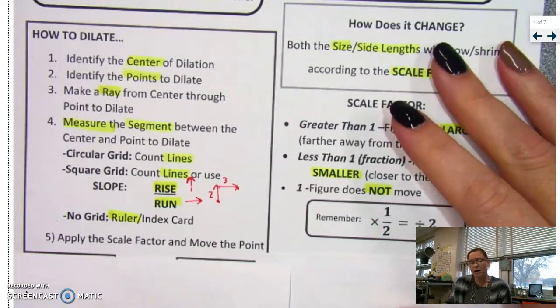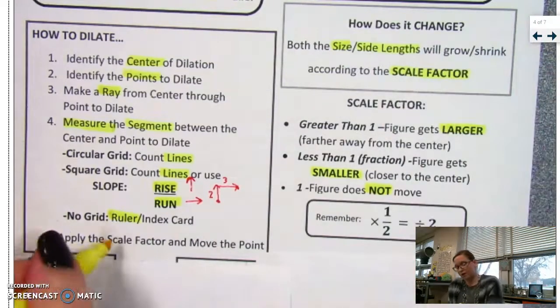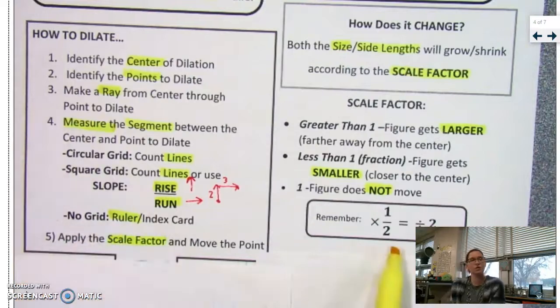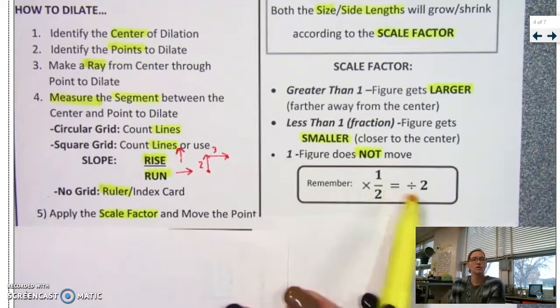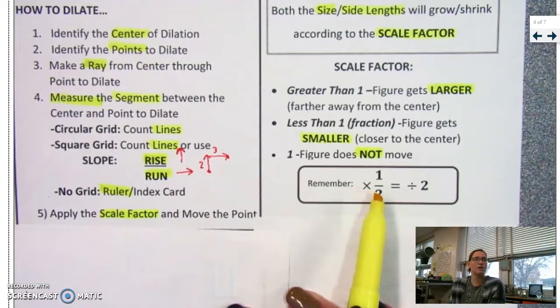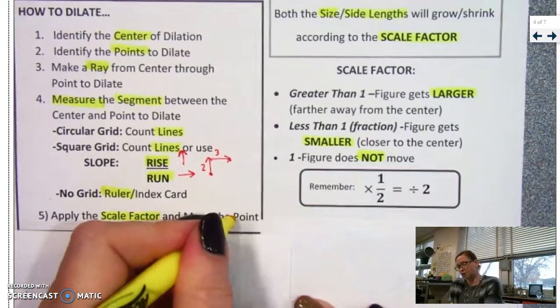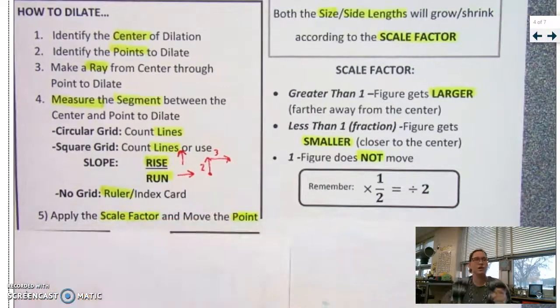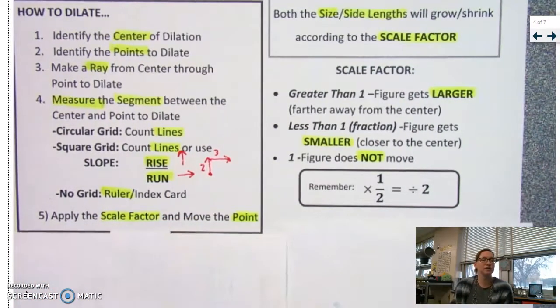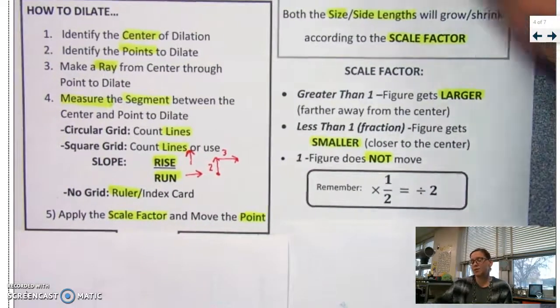And then the last part is to apply the scale factor. So you're either going to multiply or divide, depending on whether it's a fraction or a whole number. And then you're just going to move the point. You're going to move that point as much as that scale factor tells you to move it. So let's take a look at some of our examples.